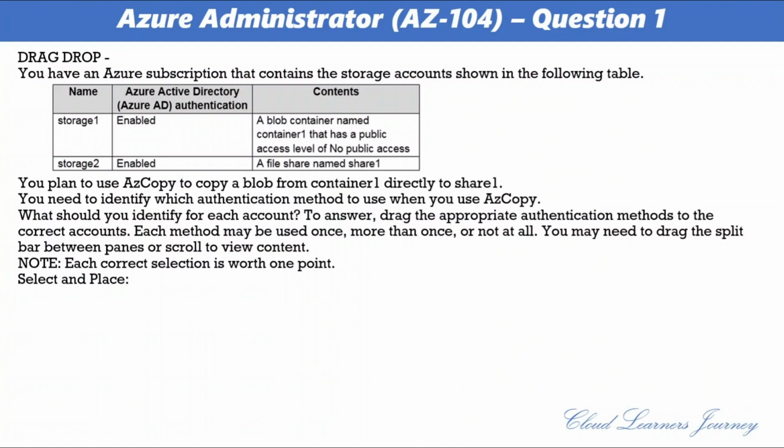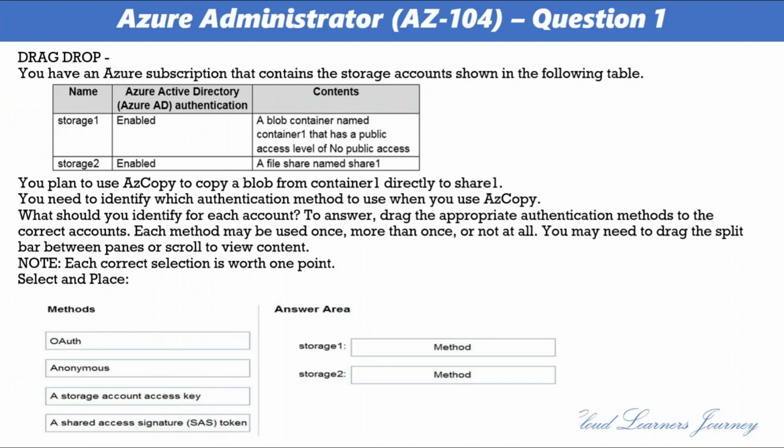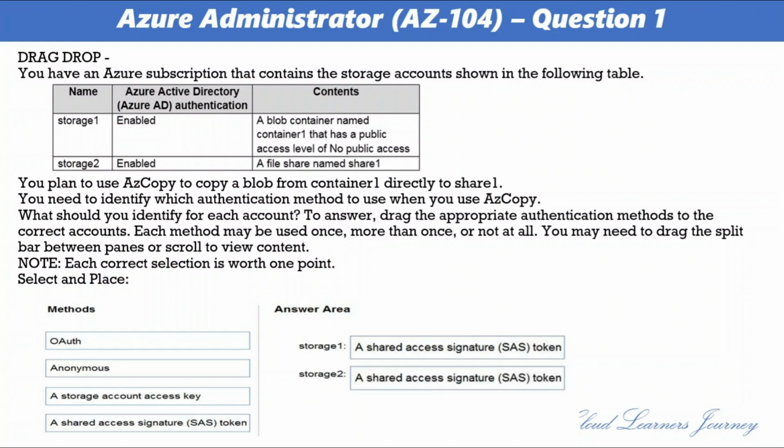You plan to use AzCopy to copy a blob from container1 directly to share1. You need to identify which authentication method to use when you use AzCopy. What should you identify for each account? And here we see the methods: anonymous, a storage account access key, a shared access token. And in the answer area for storage 1, the method is a shared access signature SAS token. You can provide authorization credentials by using Azure Active Directory or by using a shared access signature token. And for storage 2, the method is shared access signature token. For file storage, you can only use SAS.